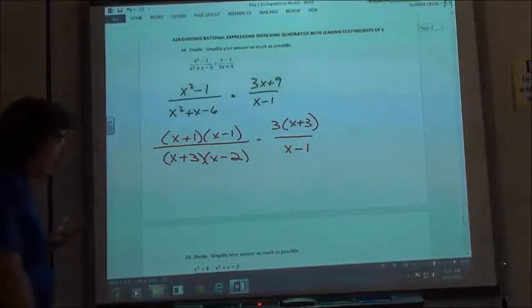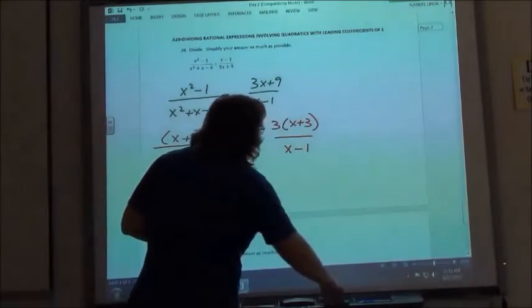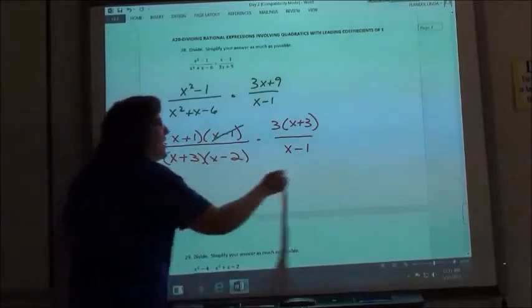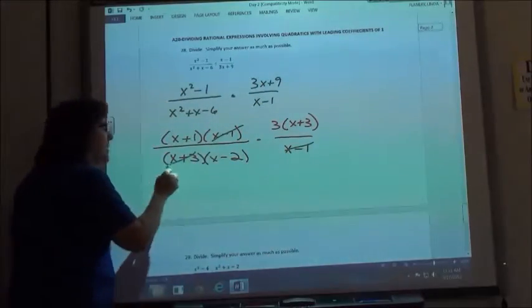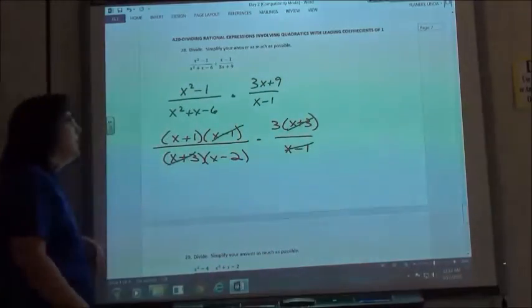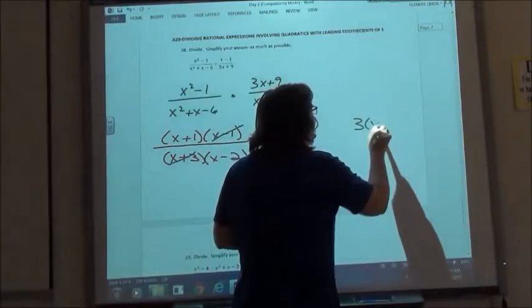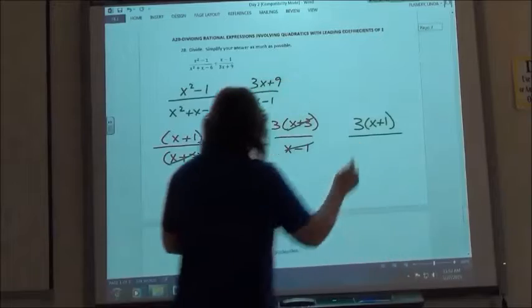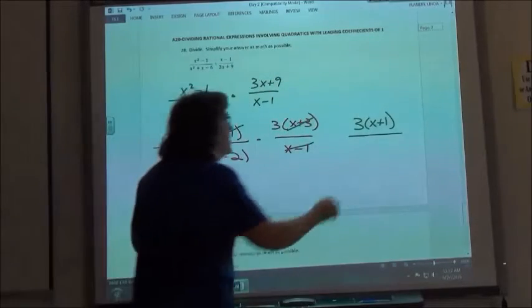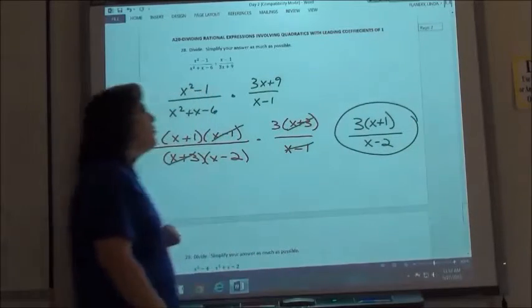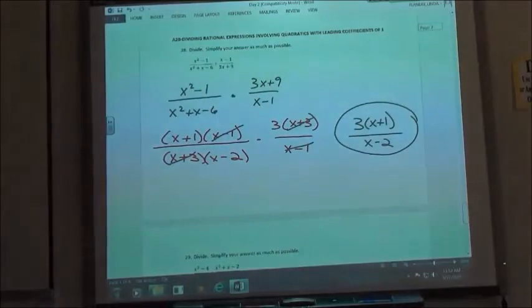So I'm just going to go ahead and cancel out my common factors as long as one is on the top and one is on the bottom. I can cancel out the x minus 1s. I can cancel out the x plus 3s. So on top, I'm going to have 3 times x plus 1. And on the bottom, I just have the x minus 2. Now I could have put the 3 behind the x plus 1. It just looks prettier in front. And so that's where I left that.